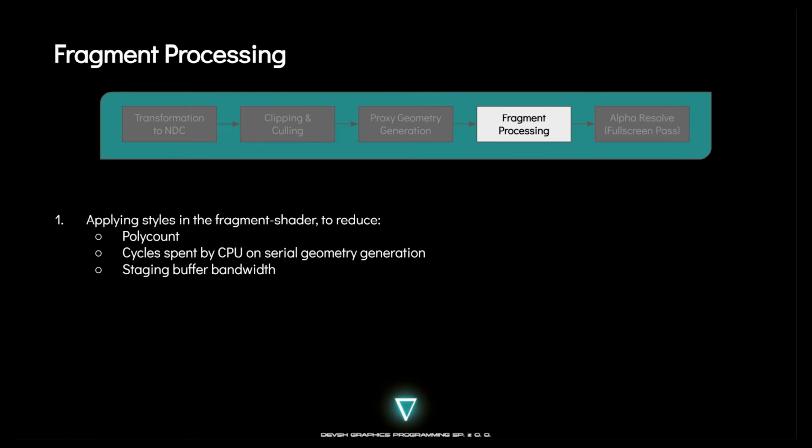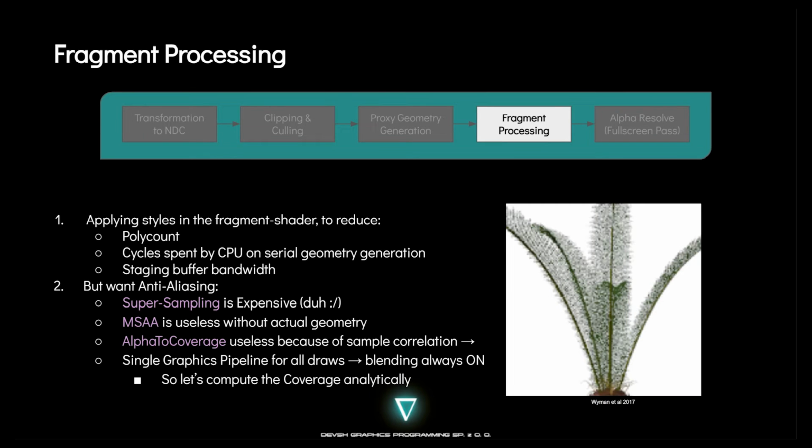Let's focus on the fragment processing part of the pipeline. Firstly, we want to render our curves and apply styling in the fragment shader, which essentially reduces the cycles spent by the CPU on serial geometry generation and reduces the staging buffer bandwidth. And also, we want to do anti-aliasing, but supersampling is expensive. We're doing most of the rendering work in the fragment shader. MSAA is useless without actual geometry, since it's for geometric anti-aliasing and not interior. And alpha to coverage is useless here too. It's used for screen door transparency or for anti-aliasing alpha tests, such as in grass rendering in games, as you can see in the picture.